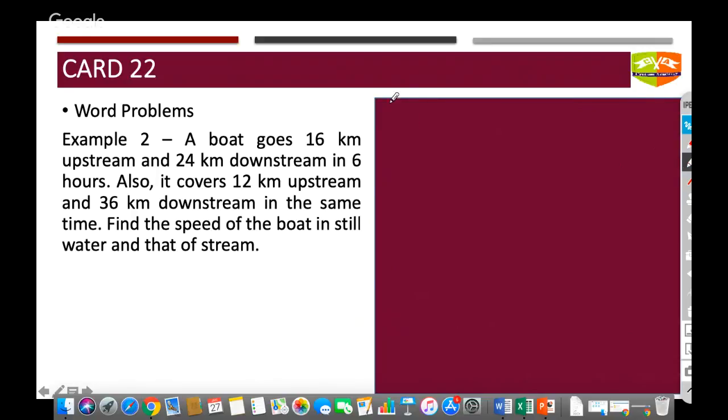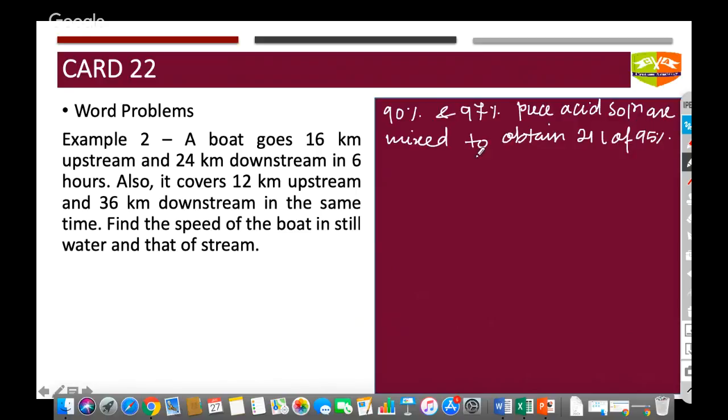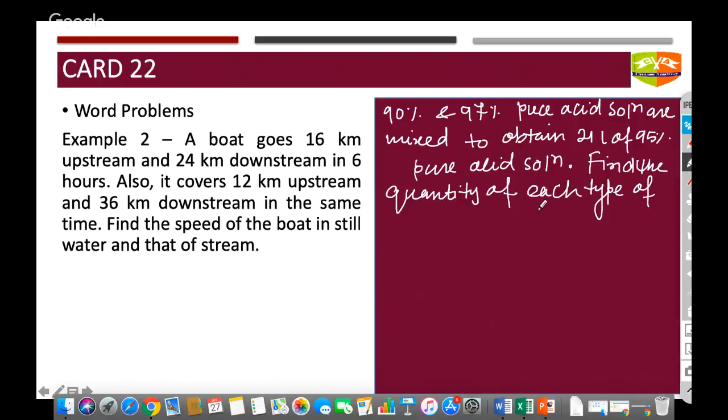So I'm writing here, the question is like this: 90% and 97% pure acid solutions are mixed to obtain 21 liters of 95% pure acid solution. Find the quantity of each type of acid to be mixed to form the mixture.